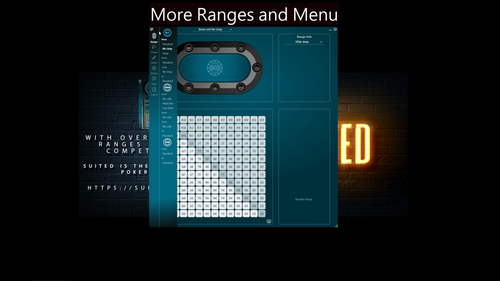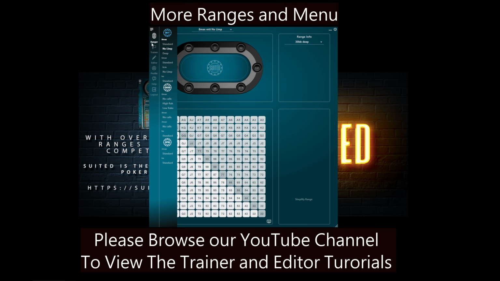You can change the table format in the menu. If you have more ranges, we have spin and go ranges, cash game ranges, and MTT with 6 max and 8 max. You can access the trainer and the editor through the menu too.